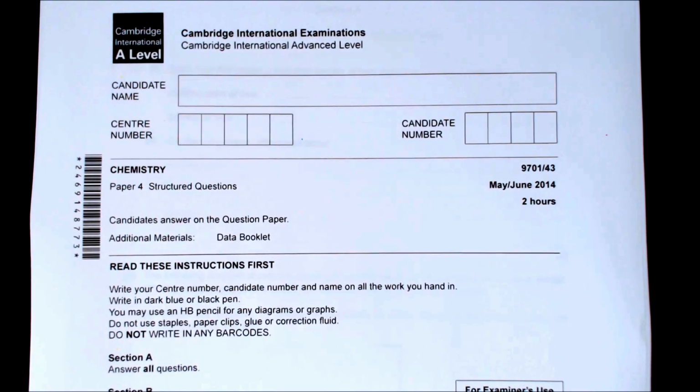So this paper is out of 100. There's 100 marks up for grabs, and there are 8 questions in total. So it's quite a big paper, and they give you a couple of hours to do it as well. So right, let's make a start.